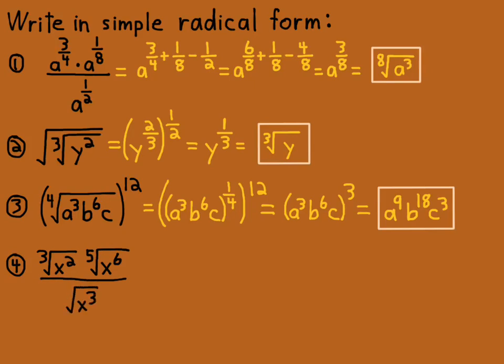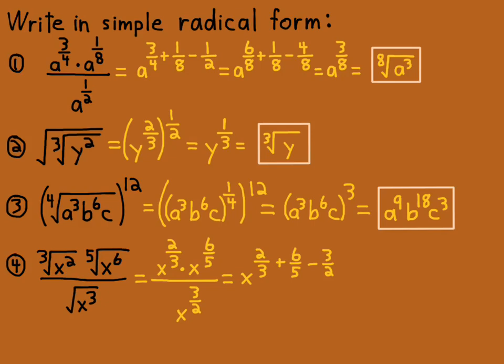Okay, cube root of x squared times the 5th root of x to the 6th over the square root of x cubed. So convert everything to fractional exponents. X to the 2/3 times x to the 6/5 over x to the 3/2. You see how that, make sure that you get how I got each of those. And then we use our rules of powers. We get x 2/3 plus 6/5 minus 3/2. That's the same thing I did on a previous problem, number 1 up on top of the page. Right, exact same kind of thing.